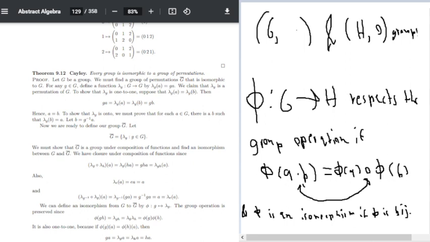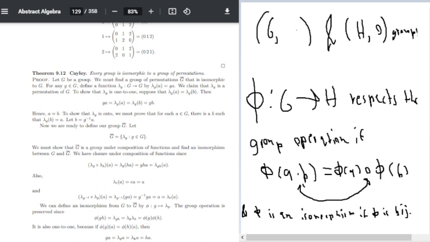We must find a group of permutations, G bar, that is isomorphic to G. For any g in G, define a function lambda sub g from G to G by lambda g of a is equal to g a. So we'll call this left multiplication by g. We claim that lambda g is a permutation of G.